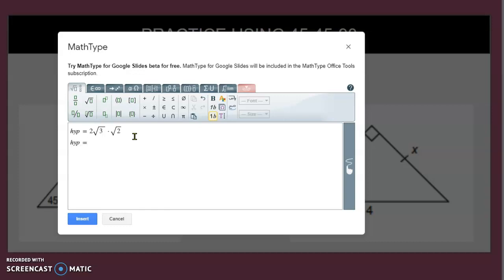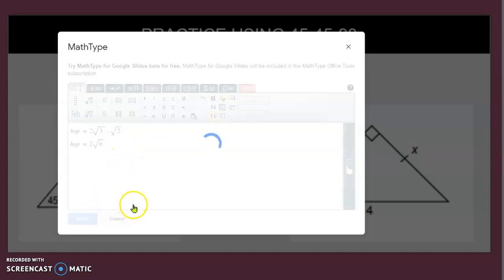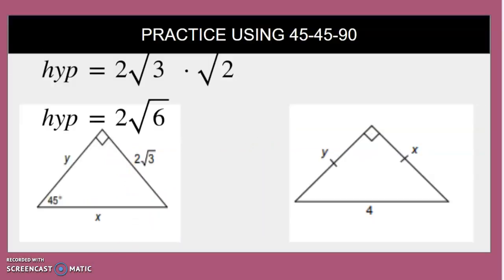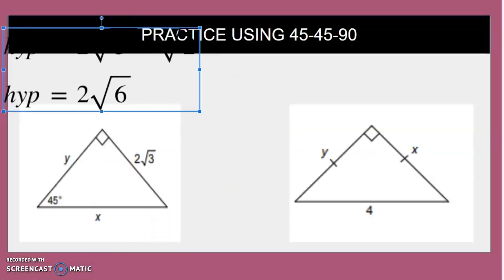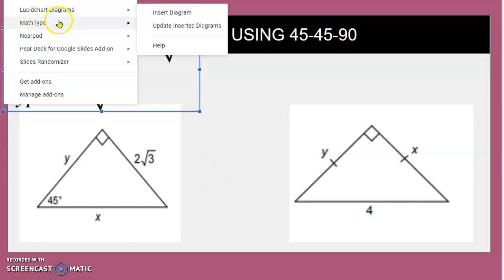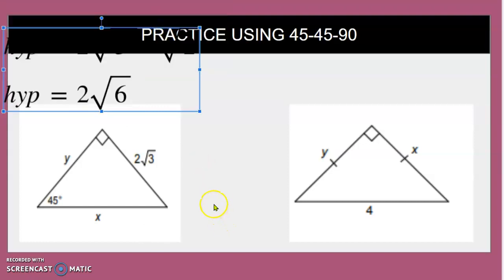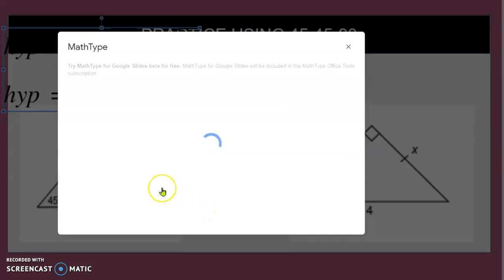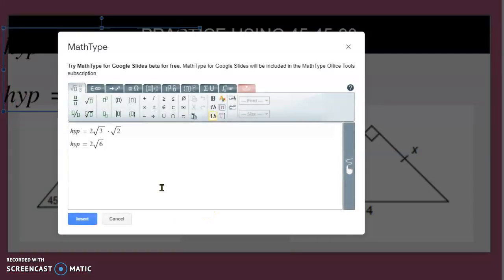Remember, we multiply the outside times the outside. There's only 1 on the outside, so we'll put 2. Then we write our radical, and then we multiply everything that's underneath. 3 times 2 gives us 6. So your answer to this problem: the leg, the one that you traced, is the same. So the leg is 2 square roots of 3.